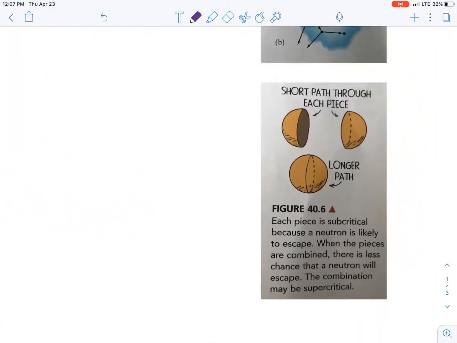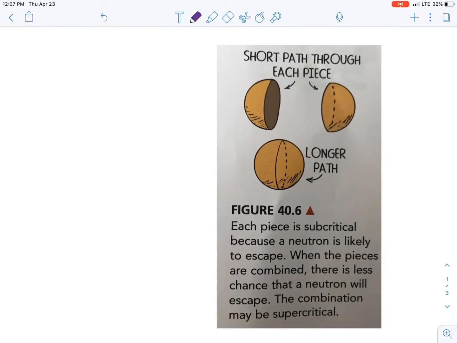Okay, let's look at the pieces here. So what do they have? 2 smaller pieces, right? 2 smaller pieces are not going to have the chain reaction. They jam them together, and then they have something that is beyond critical.